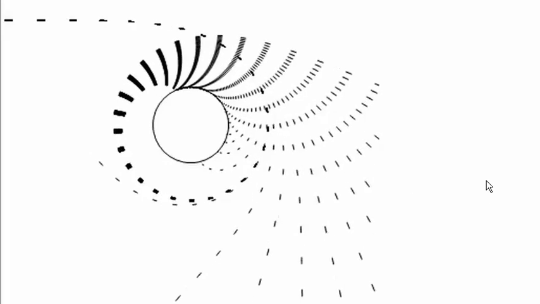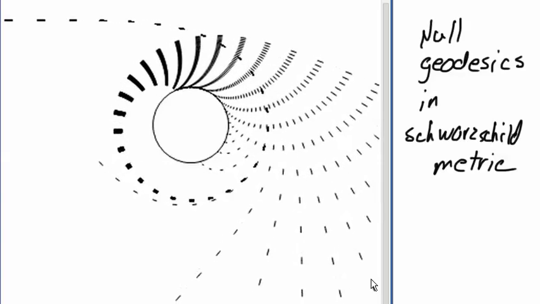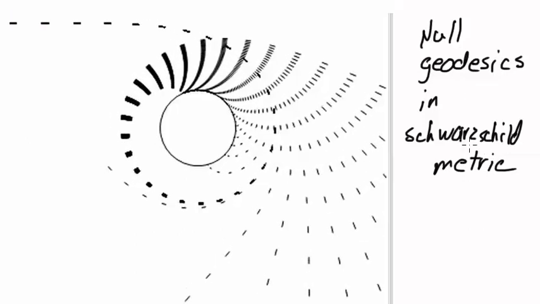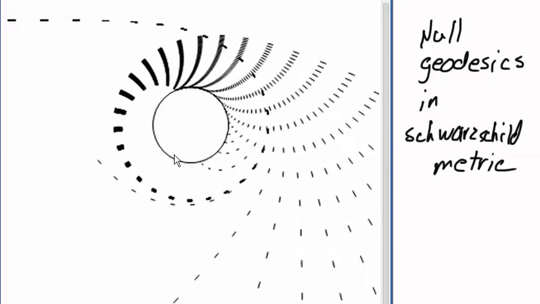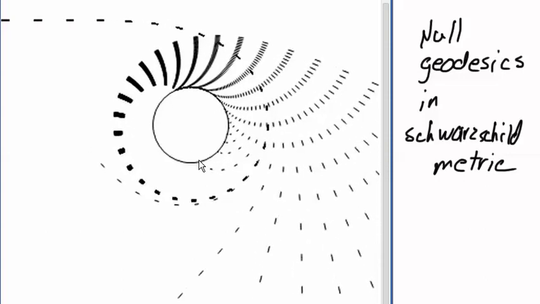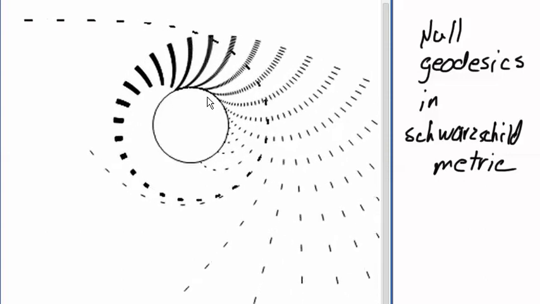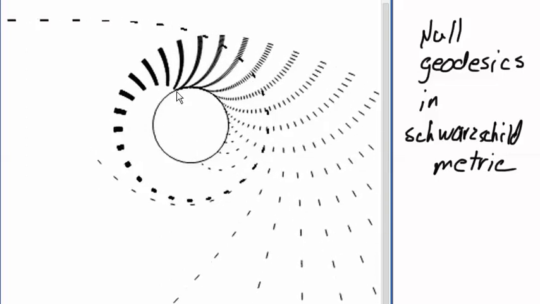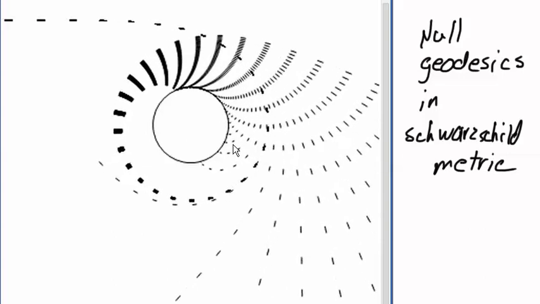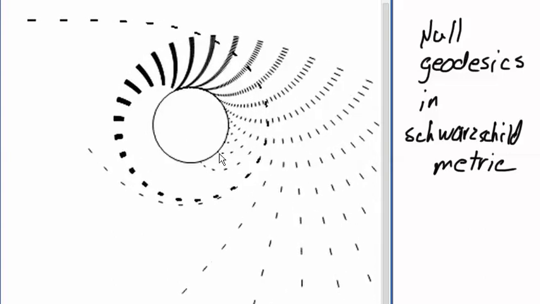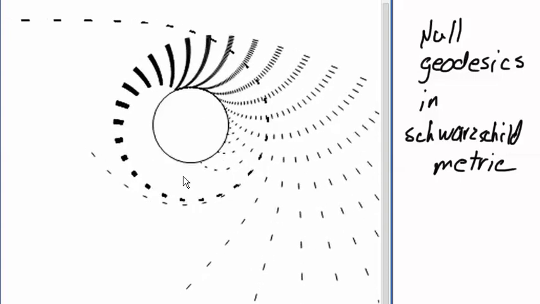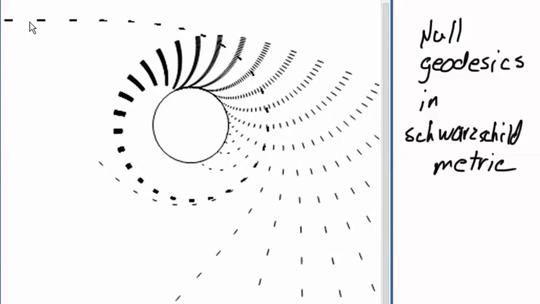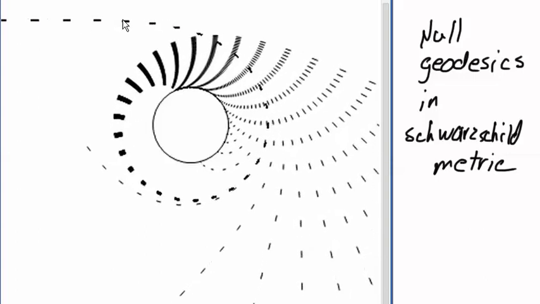Okay, this next demonstration that I'm going to look at was generated by something called Null Geodesics in a Schwarzschild Metric. This circle here represents the Schwarzschild radius of a black hole. This is the point where light falling into the black hole basically comes to a stop from the perspective of the outside world.